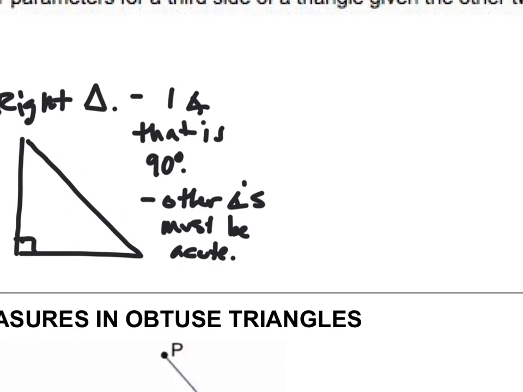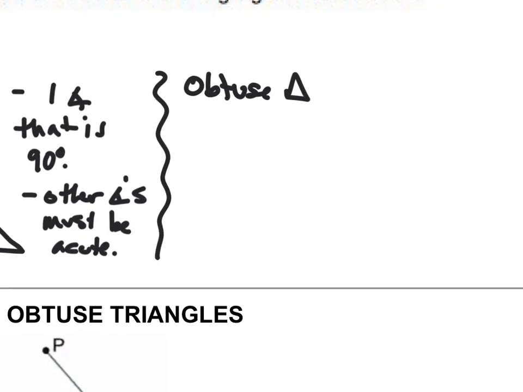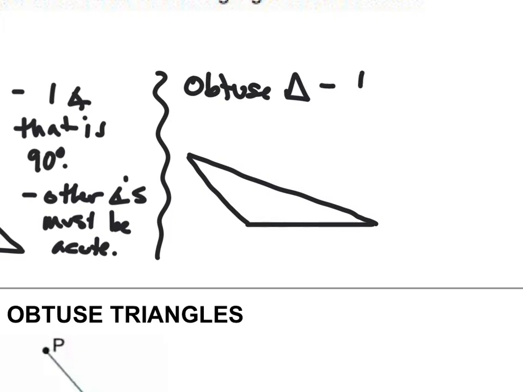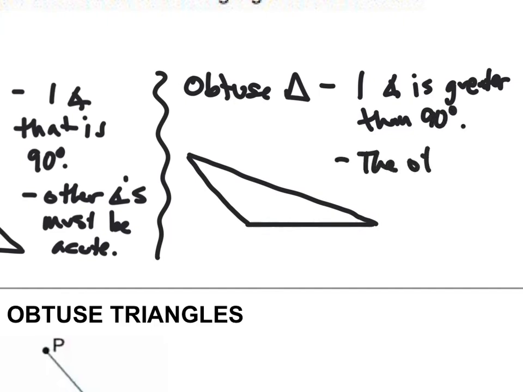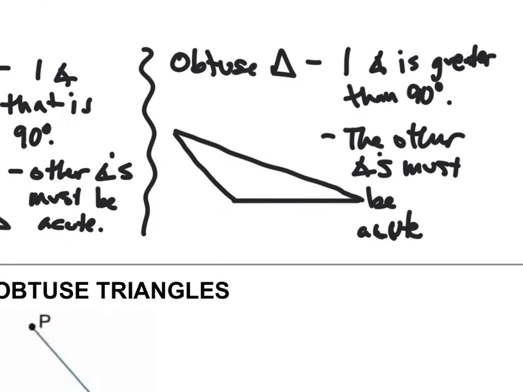All right. The next one we have is the obtuse triangle. If I were to draw a picture of an obtuse triangle, I first start off with drawing an obtuse angle, and then connecting those other sides. So an obtuse triangle is where one angle is greater than 90 degrees. The other angles must be acute. While we're at it, let's stop there. I think that's good enough.